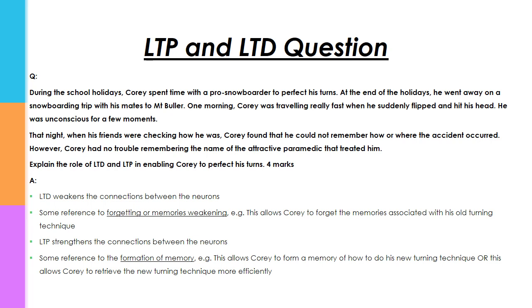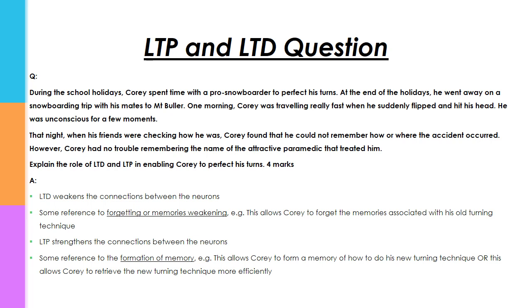So Corey has spent time with pro snowboarders to perfect his turns. At the end of the holidays, he went away on a snowboarding trip with his mates to Mount Buller. He was traveling very fast and he flipped and hit his head and he was unconscious. So explain the role of LTD and LTP in enabling Corey to perfect his turns.